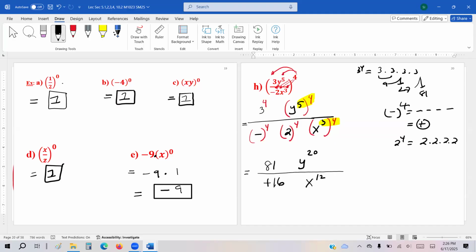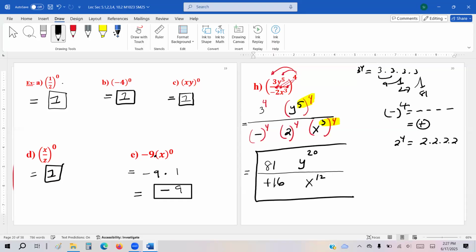All those rules we had before, their requirement is our base has to be same. Here we have y one base, x another base, so you cannot touch x and y. Now, if you're looking at 81 and 16, can you divide both of them by any number? 8 doesn't go to 81. 8 goes to 80. 81 is an odd number, so you cannot divide by 2. No, only the numbers.